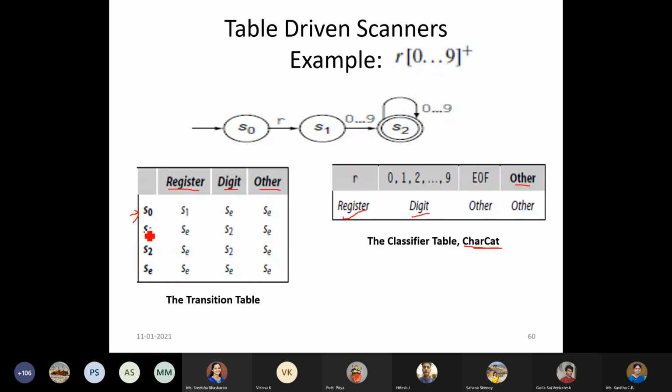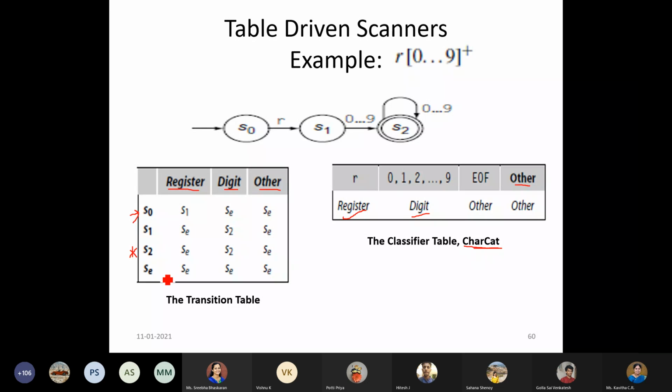Now from S1 state, with respect to R, that is register, you will be reaching an error state because we are expecting only digits. With respect to digits, you will be reaching S2 state. From S1 state, with respect to any other character, you will be reaching error state. Now coming to S2 state, which is a final state. From S2 state, with respect to register, you will be reaching an error state. With respect to digits, you will be in the same state S2. Other than that, if you come across any other characters, then you will be reaching error state.